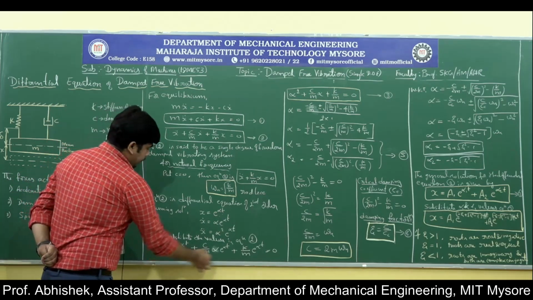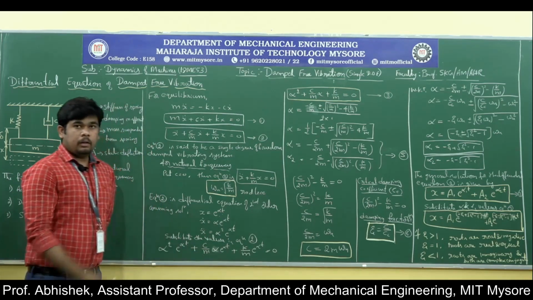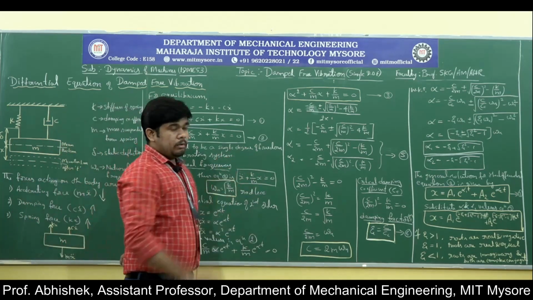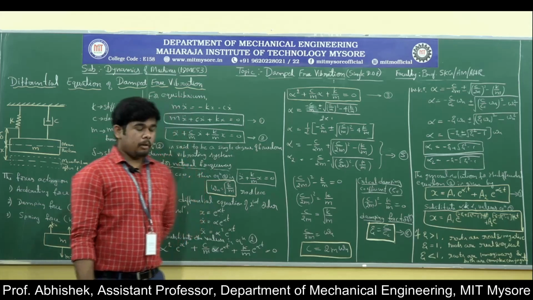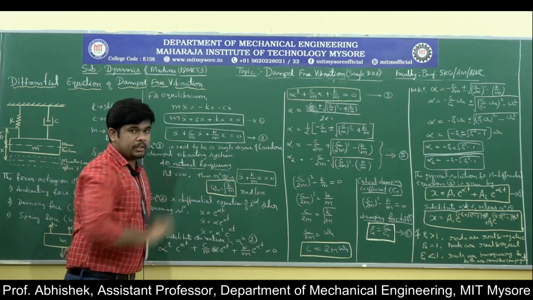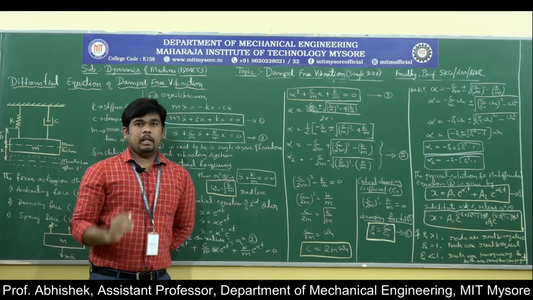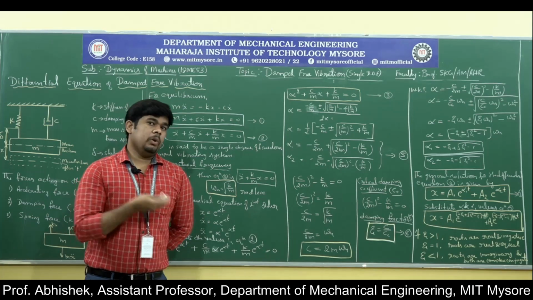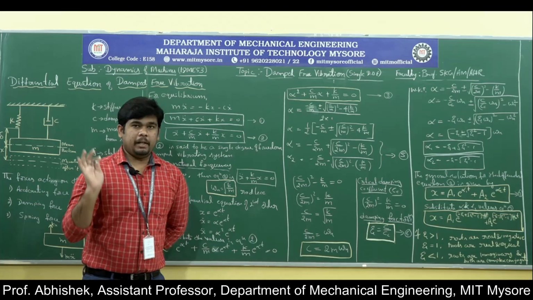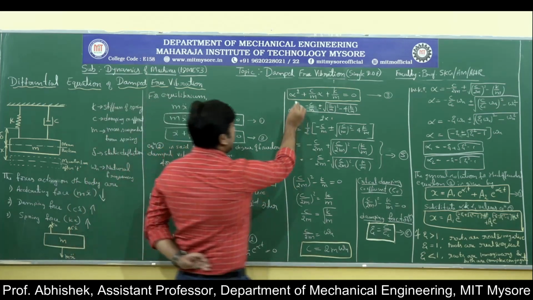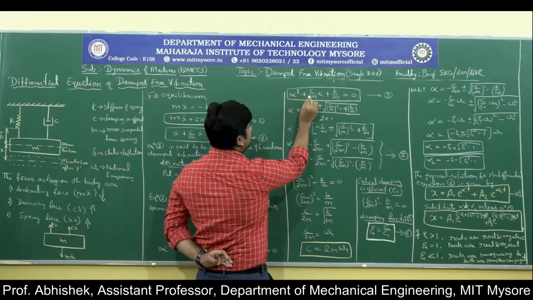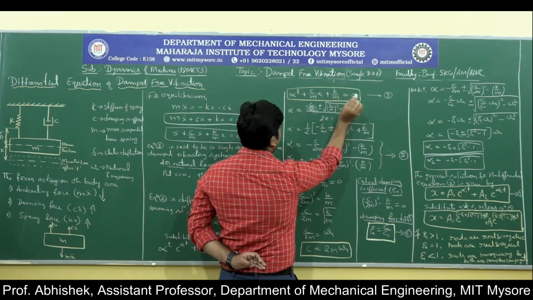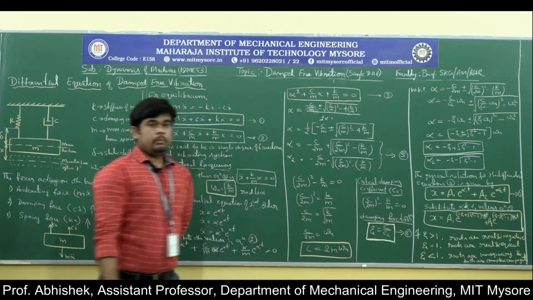Here we have e power alpha t common. Take out the common factor e power alpha t. If you shift it to the right hand side, it will become 0 divided by e power alpha t, and 0 divided by anything is 0. So your e power alpha t got eliminated. Now the remaining terms are alpha square plus c by m into alpha plus k by m equal to 0.